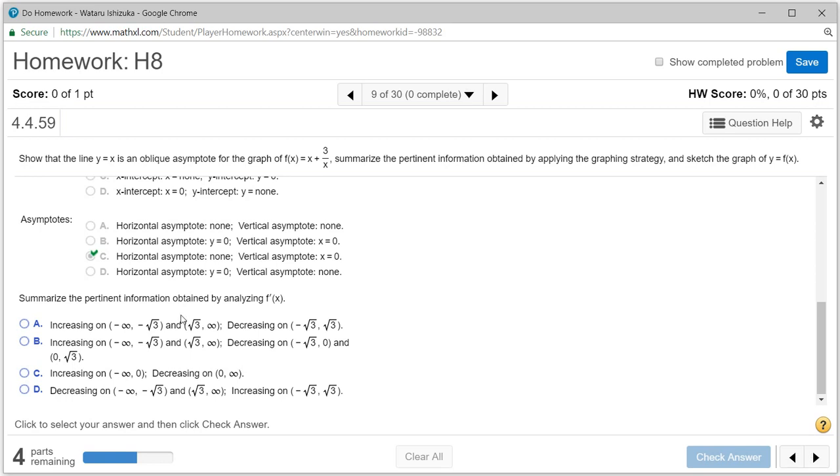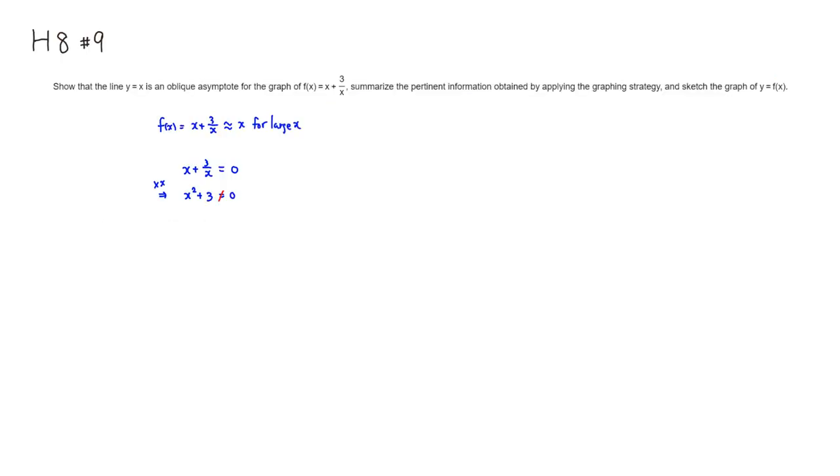Let's see f prime. We want to see the increasing and decreasing intervals, so we're going to look at the derivative of this function. f prime of x is equal to the derivative of x, which is 1, minus the derivative of 3 over x. We can rewrite it as 3x to the negative 1, so it's going to be negative 3x to the negative 2. If you simplify this, it's going to be 1 minus 3 over x squared.